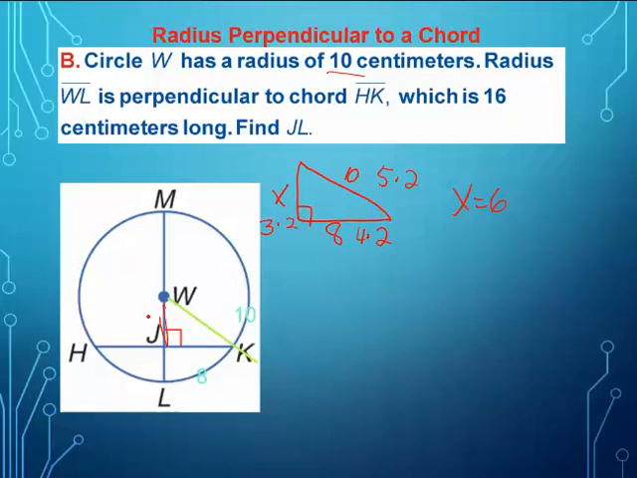Now, is that my answer? It's asking for JL, this part. How much was the whole thing? WL, if it's a radius, it's 10. 10 minus 6 is 4. So JL equals 4.